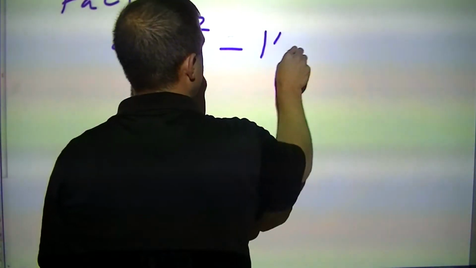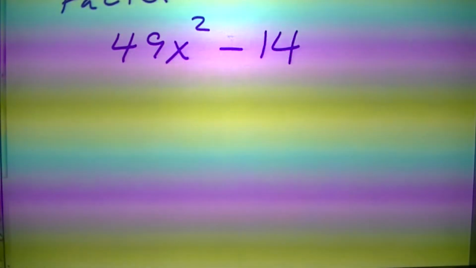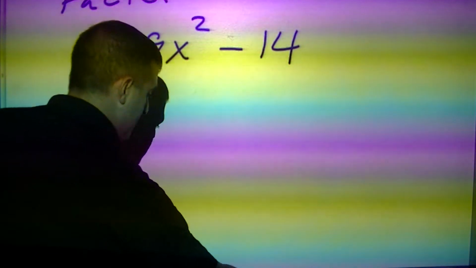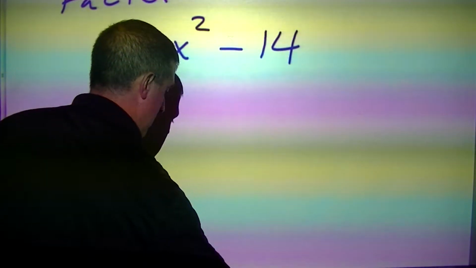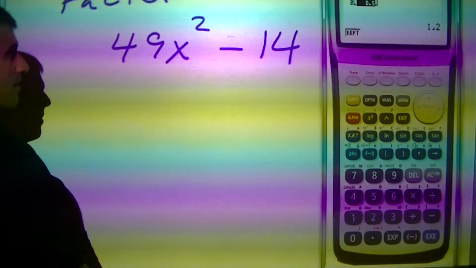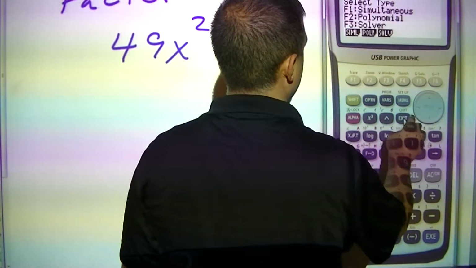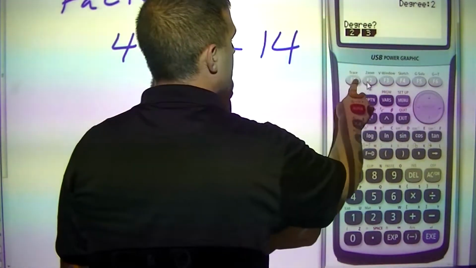Factor. Okay? Factor. And let's say I have something like this: 49x squared minus 14. Now, what I want to do is go to the same place. I want to go back here. I want to go to polynomial, degree 2.